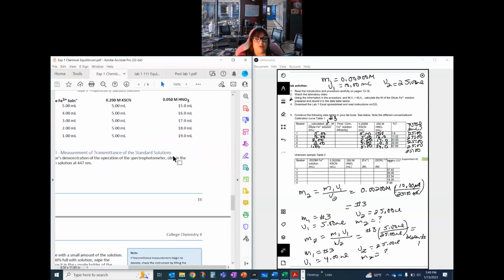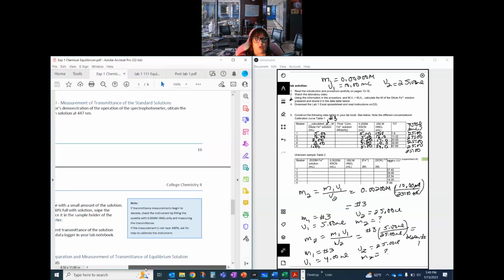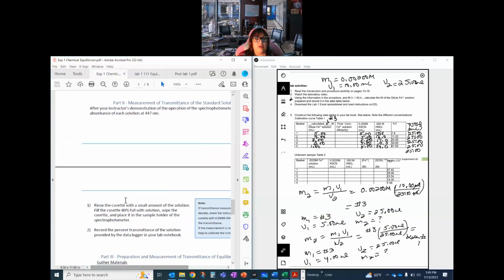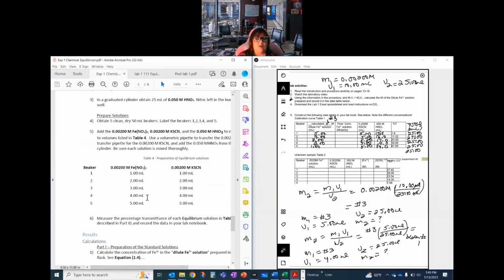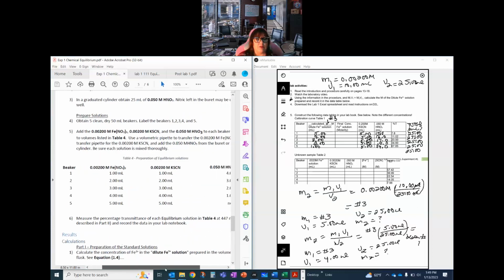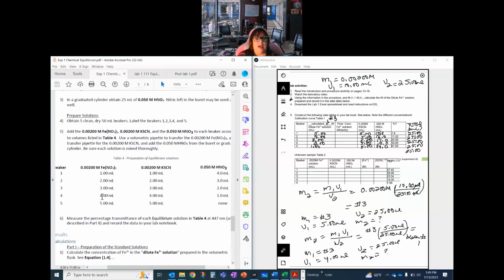So in the next table, we need to scroll down to the data that's for part 2. So let's scroll down and we start looking at, okay, we're going to do this. And they gave us a table here of what goes in those beakers, right? So beakers 1 through 5. I have 1 mil of the iron, 1 mil of the KSCN, and 4 mils of the HNO3 in the first one. So because of the way my brain works, I'm going to do all of the FeNO3 first, then the KSCNs down, and then the HNO3s down.